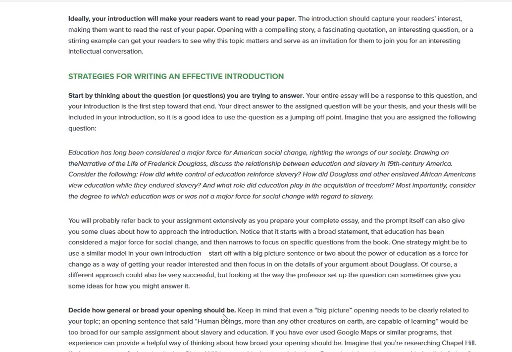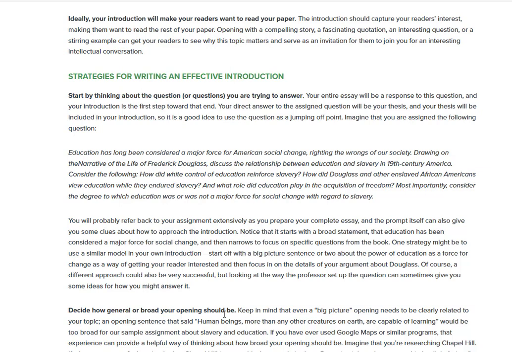Strategies for writing an effective introduction. Start by thinking about the question or questions you are trying to answer. Your entire essay will be a response to this question, and your introduction is the first step toward that end. Your direct answer to the assigned question will be your thesis. Your thesis will be included in your introduction, so it is a good idea to use the question as a jumping point. Imagine that you are assigned the following question.